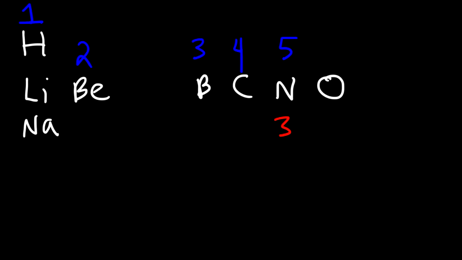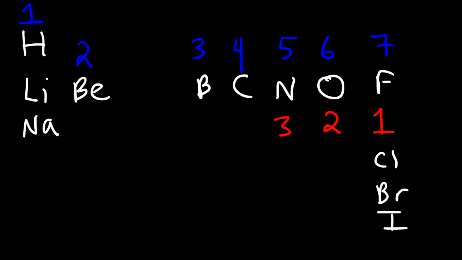Oxygen has 6 valence electrons. It needs 2 more to get to 8, so oxygen likes to form 2 bonds. Fluorine has 7 valence electrons. It only needs 1 more to get to 8, so fluorine likes to form 1 bond. And this is true of the other halogens, like chlorine, bromine, and iodine. Ideally, they like to form 1 bond.